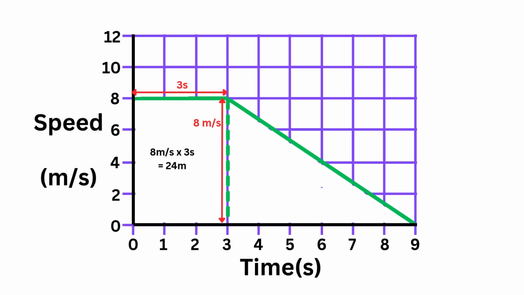The braking distance has the shape of a triangle, and the area of a triangle is a half times base times height. So that will be a half times 6 times 8, which is 24 meters. So both the thinking distance and the braking distance are 24 meters each. That would mean the total stopping distance would be 24 plus 24 is 48 meters.